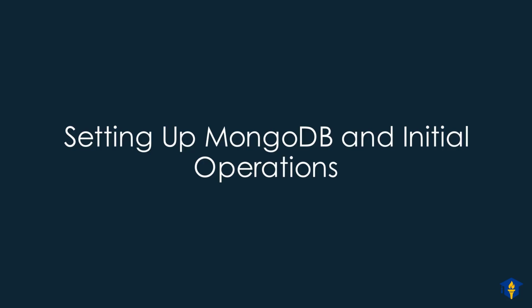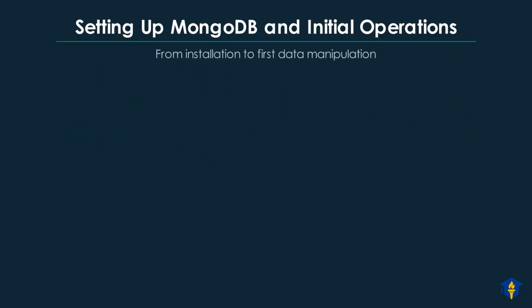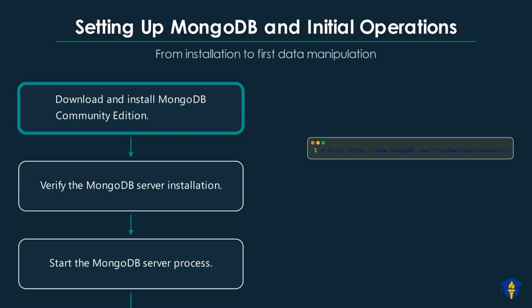Let us walk through setting up MongoDB and performing your initial operations. We will cover everything from installation to your very first data manipulation. The first step is to download and install MongoDB Community Edition. You can find the installer by visiting the official MongoDB website as shown.